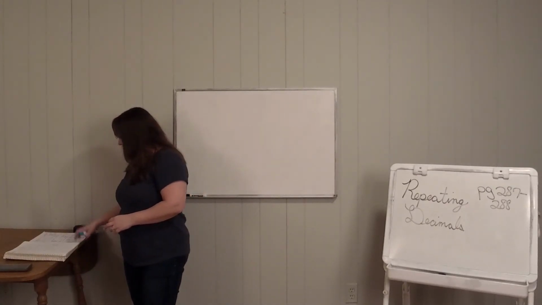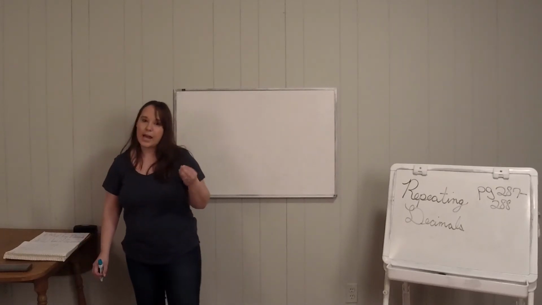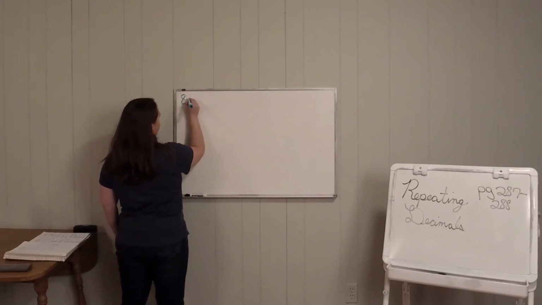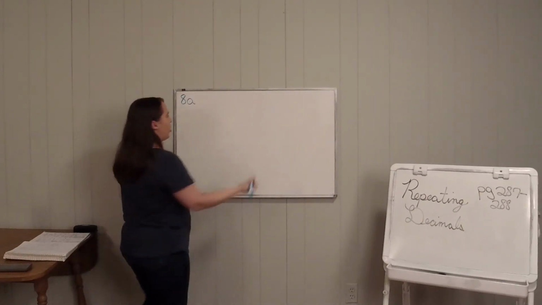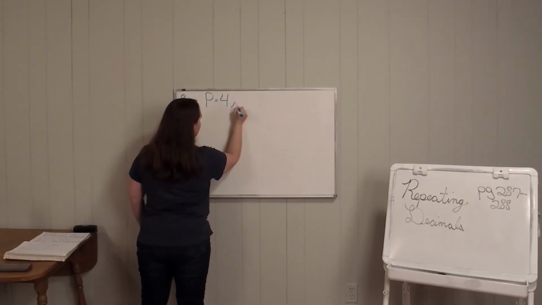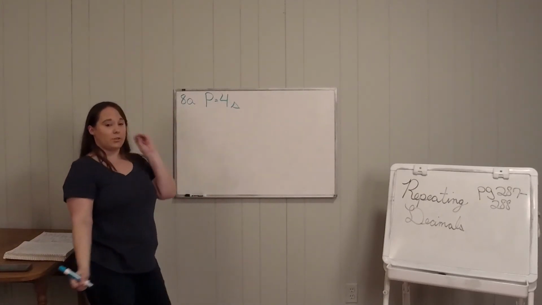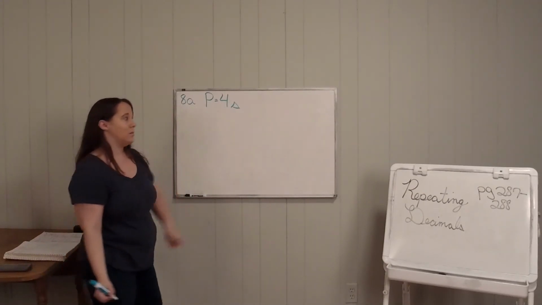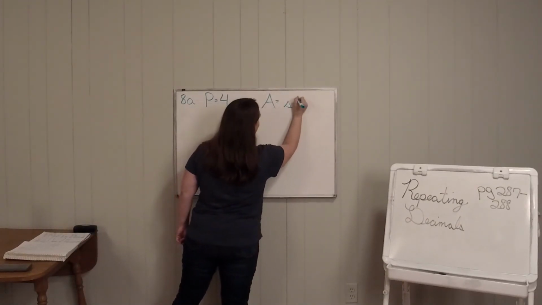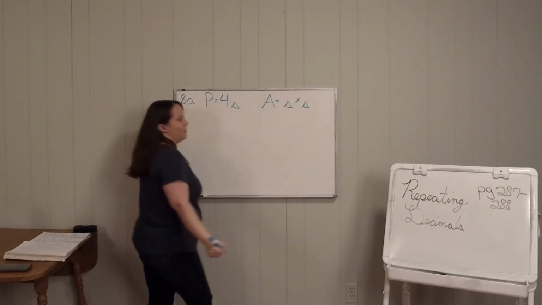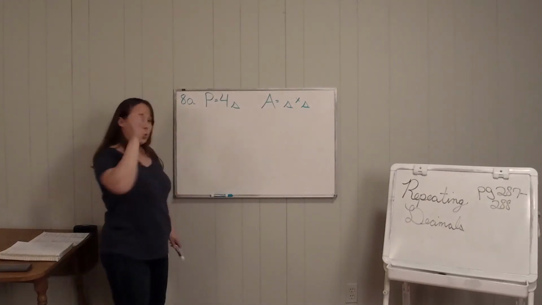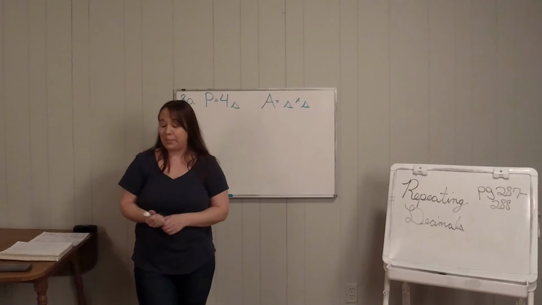I want you to look at 8A. It's a square, okay? When it's a square, the perimeter is 4 times S. That means 4 times one of the sides. When it's area, it's the side times the side. That's what it is with a square. Well, with a square, all the sides are the same.